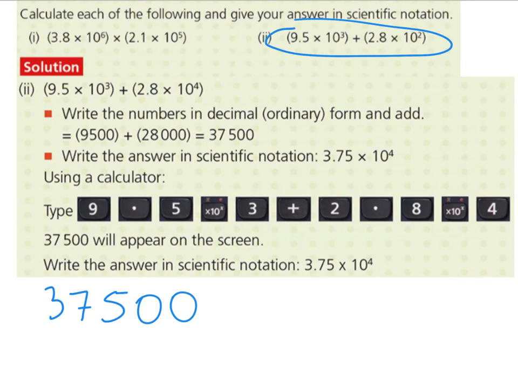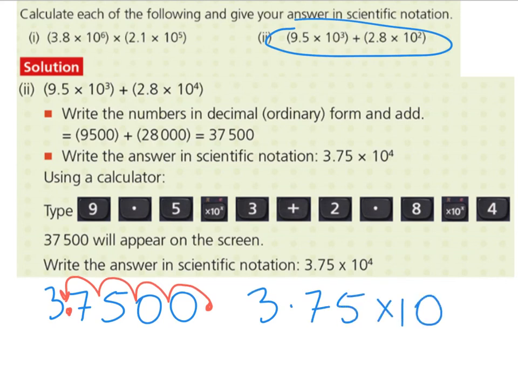37,500, we don't see a decimal, so we can draw in the invisible decimal that's at the end. We want to move the decimal to the left until it's in between the first and second digits. So we move it 1, 2, 3, 4 places to the left. There's our new decimal point. So we have 3.75 times 10 to the power of something. So we moved that decimal point 1, 2, 3, 4 places. So it becomes times 10 to the power of 4. So that's where we got that number from.